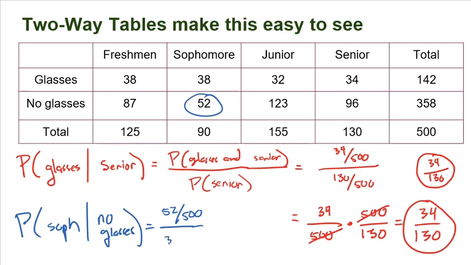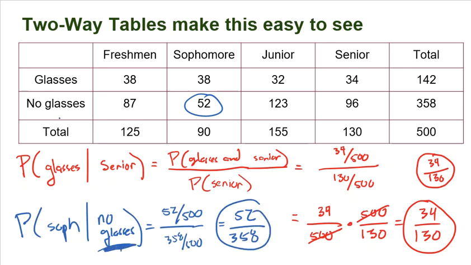There are 358 out of 500 kids that do not wear glasses. When you divide those, the 500s cancel and you get 52 out of 358. But again, that should make complete sense. Remember, the condition controls the denominator. So I'm only allowed to look at those that do not wear glasses. 358 total kids do not wear glasses. Of them, 52 are sophomores. There you go, 52 out of 358.